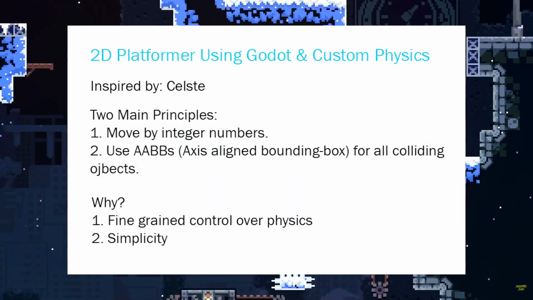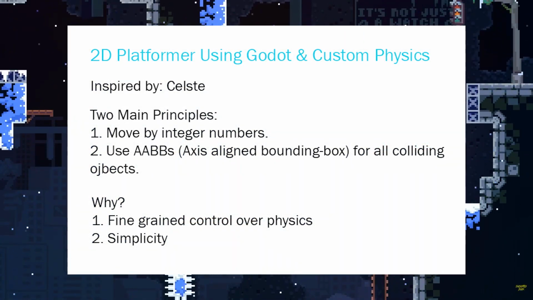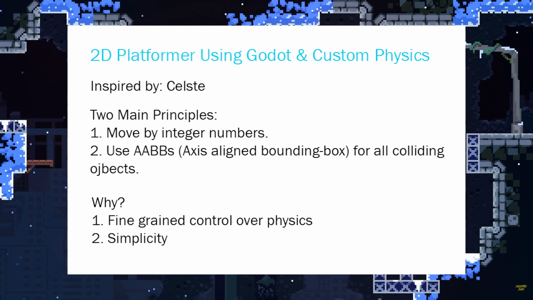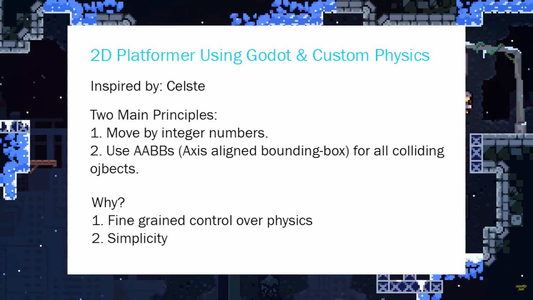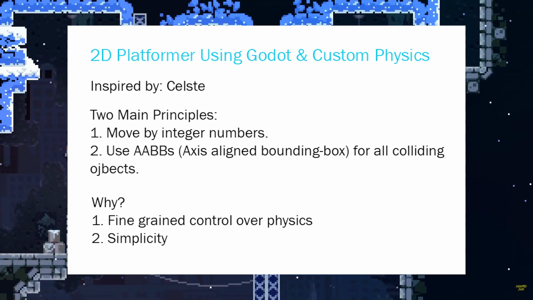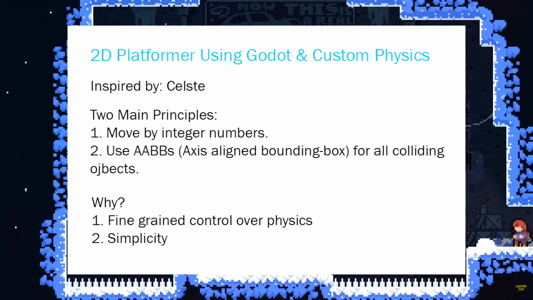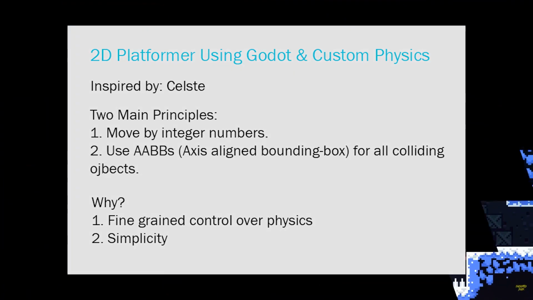And the first concept they used is that the positioning and movement in the game are all done in integer numbers. And the second idea is that every collider in the game is an axis-aligned bounding box. This makes things like collision detection much simpler.